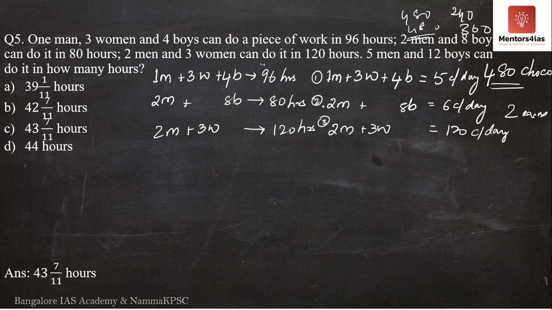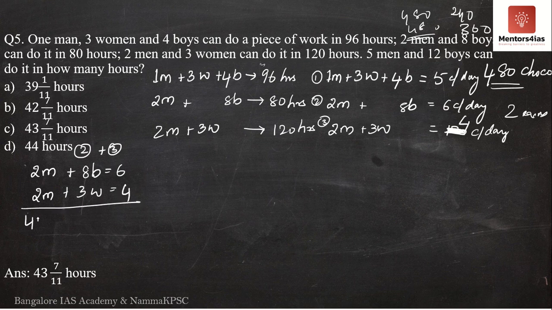Now I'm going to do it by my method. That is, I will first add equation 2 and equation 3. So if I add equation 2 and equation 3, what do I get? I get 2m plus 8 boys is equal to 6 chocolates per day. I get 2m plus 3 women is equal to, sorry, this is 4 chocolates per day. My mistake, it is 4 chocolates per day. So I have 4m plus 3 women plus 8b is equal to 10 chocolates per day.